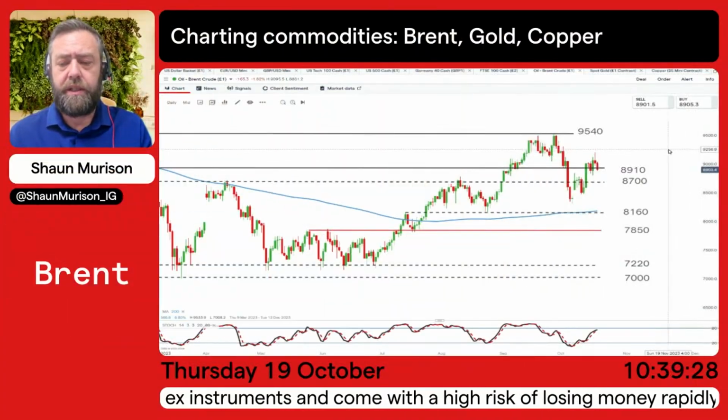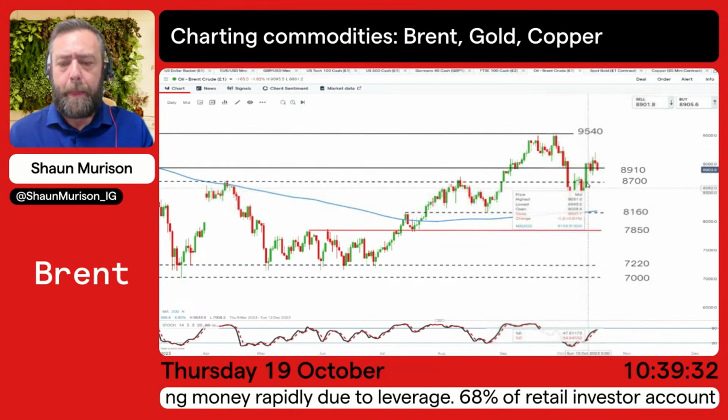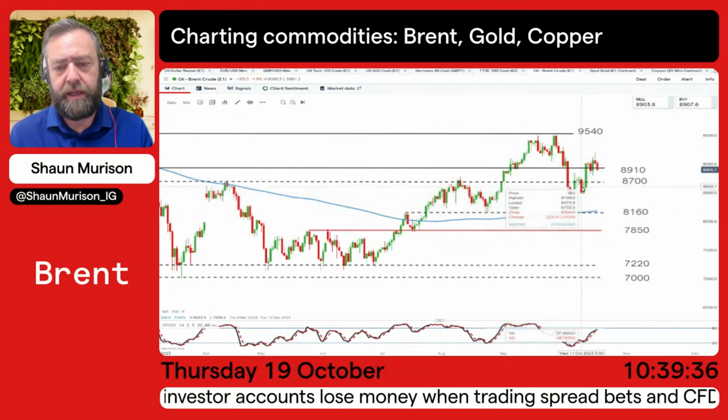Now, moving over to some commodities, starting off with Brent crude. Obviously it's finding some catalyst from tensions in the Middle East, the geopolitical tensions, the ongoing war now between Israel and Palestine. And we saw that sharp gap higher. We've had our first pullback from that gap higher.